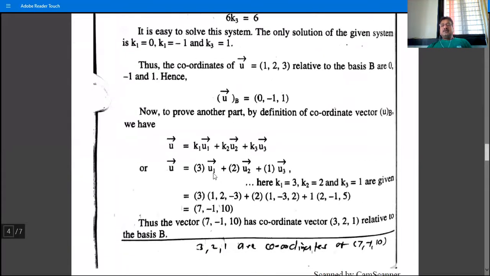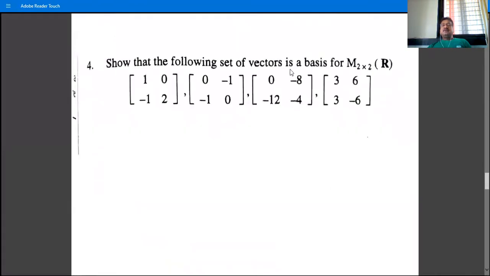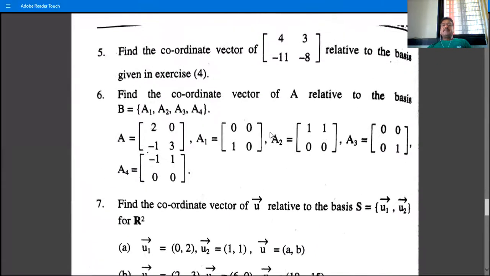So write in note form the coordinates and coordinate vector of 7 minus 1 10. We express 7 minus 1 10 as a linear combination. So we have the values of k1, k2, k3 as 3, 2, 1, and so the coordinate vector of 7 minus 1 10 is 3, 2, 1, and these 3, 2, 1 are the coordinates of 7 minus 1 10. So these are the examples for exercise.